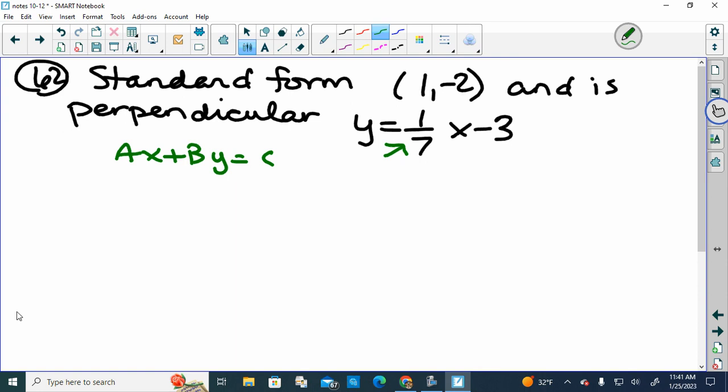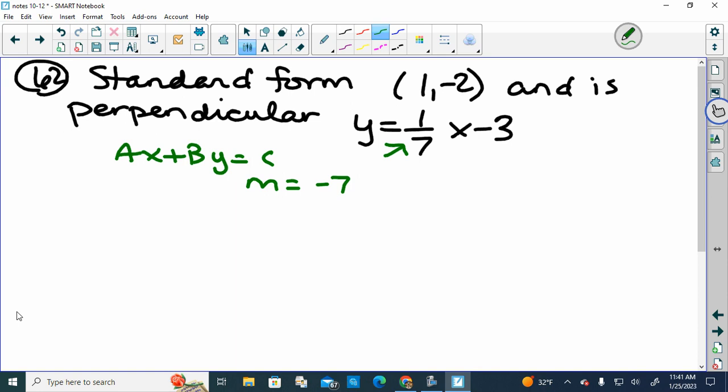They want perpendicular. So if you look back at your notes, the perpendicular has to be flipped, and then the opposite side. So if I take 1/7 and flip it, it's now going to be 7, but I need it to be a -7. It has to be the opposite. So -7. So we've got our first step.